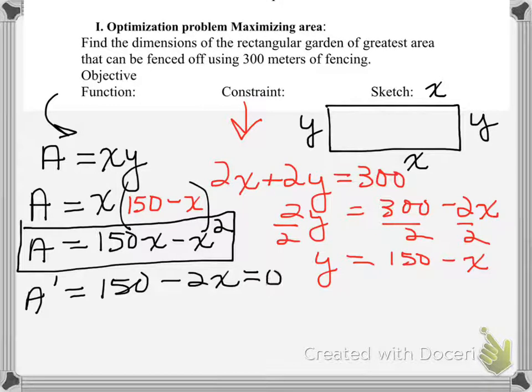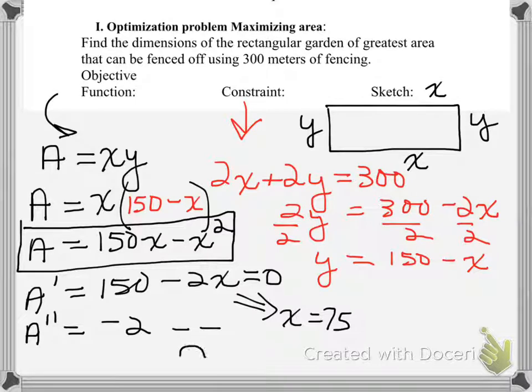Set that equal to 0 to figure out where the slope is 0, and what I find is that x will equal 75. Okay, so I'm going to take the second derivative, which will be negative 2. If I had an x here, I would plug in the 75. But since I don't have an x, what I see is no matter what value I have for x, my second derivative is negative, and therefore I have found that I've maximized the area.